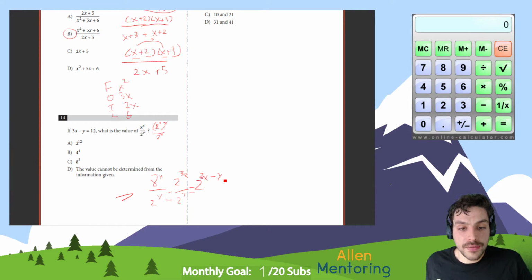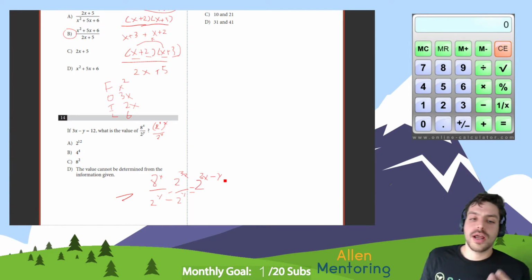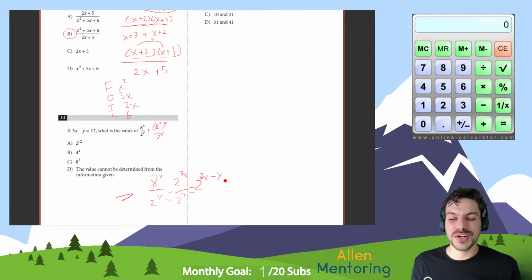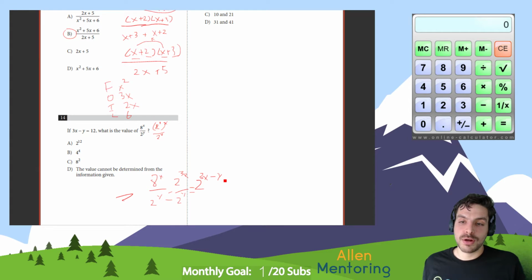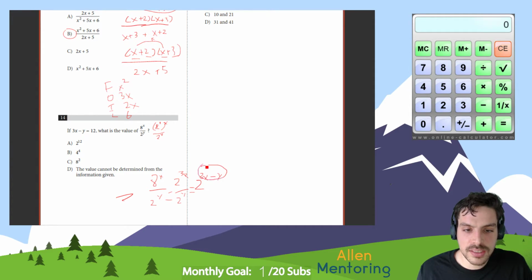And if you were not familiar with dividing exponents or how to change 8 into 2 to the third, this might throw you off a lot. So I don't blame you if you didn't see this at first. But now we see where they're getting at with 3x minus y is equal to 12. So we can just replace this with 12, and this becomes 2 to the 12th, which is a.